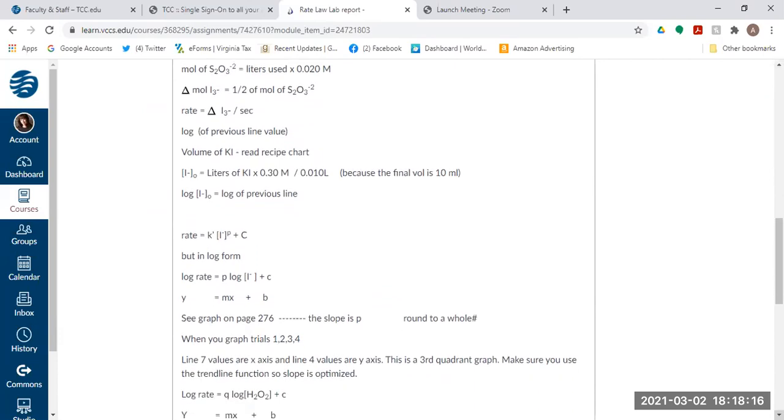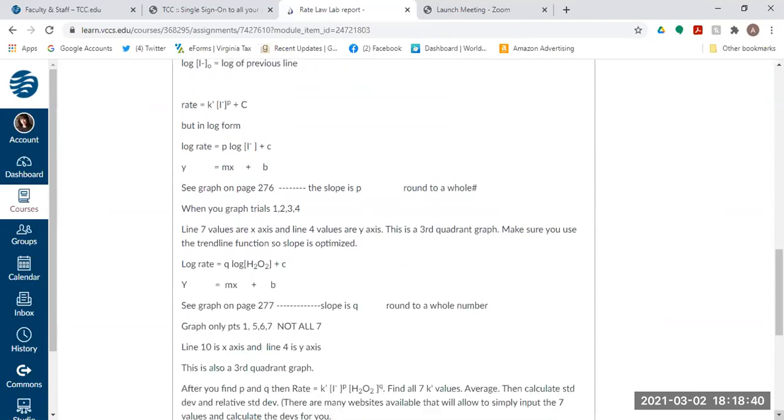We talked a little bit before about theoretical versus applicable, or theoretical versus useful versions. So rate equals K prime iodide plus C. Okay, that's the theoretical version. What you're going to do is create a graph. There's a little mini picture of the graph on page 276. Create a graph from only 4 of the 7 data points, trials 1, 2, 3, and 4. Do a trend line.